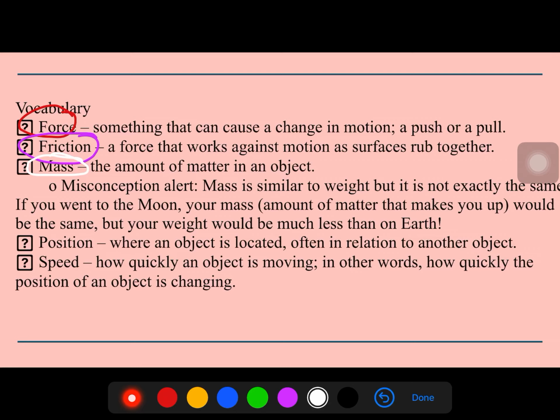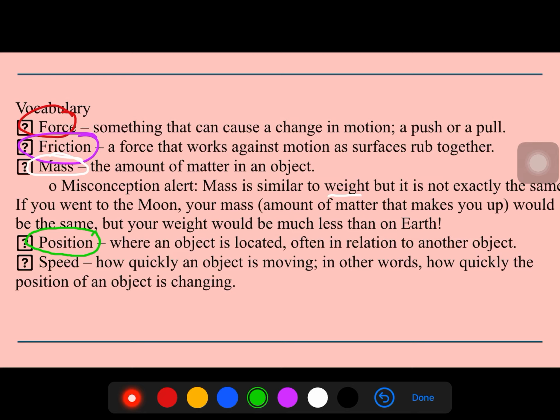Mass. Mass is a word that we're using in science, and that's the amount of matter in an object. Please don't confuse that with weight. Weight is the gravitational pull of something, but mass is the amount of matter in an object. So if you go to the moon, your mass, the amount of stuff that makes you up, would be exactly the same, but your weight would be less than it is on Earth because there's less gravity pulling on you.